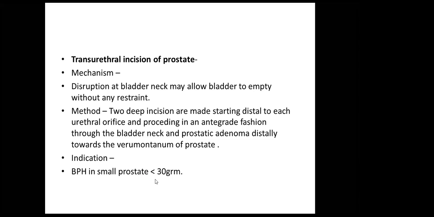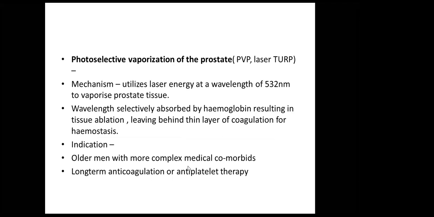Next, it is a photoselective vaporization of prostate. In this, the mechanism is it utilizes the laser energy at a wavelength of 532 nanometer to vaporize the prostatic tissue. The wavelength is selectively absorbed by the hemoglobin, resulting in tissue ablation, leaving behind a thin layer of coagulation for hemostasis. This method is preferred in older men with more complex medical comorbidities and long-term anticoagulation or antiplatelet therapy.